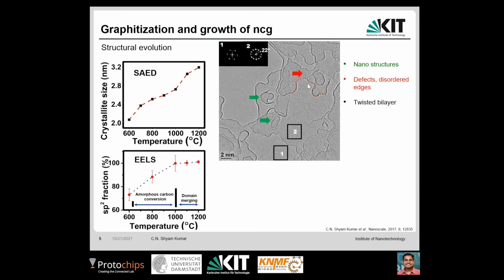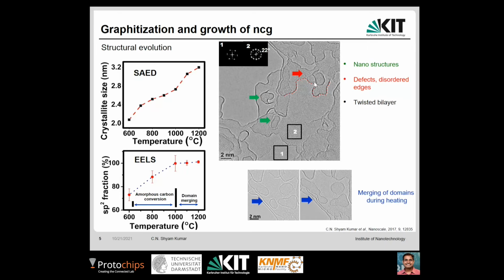These carbon nanostructures are highly dynamic at high temperature. These small nanostructures are migrating and merging at high temperatures. So this dynamics is really fast. And to understand more about this high temperature dynamics of migration and merging of domains, we did some high resolution imaging, time resolved high resolution imaging at high temperature. So that's what we will see in the next couple of slides.